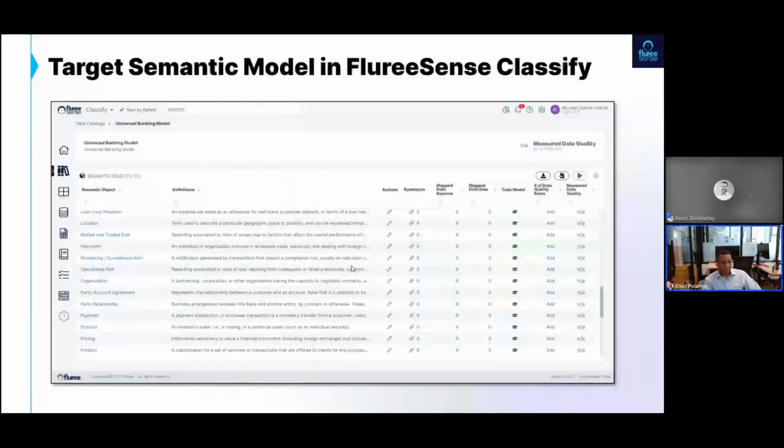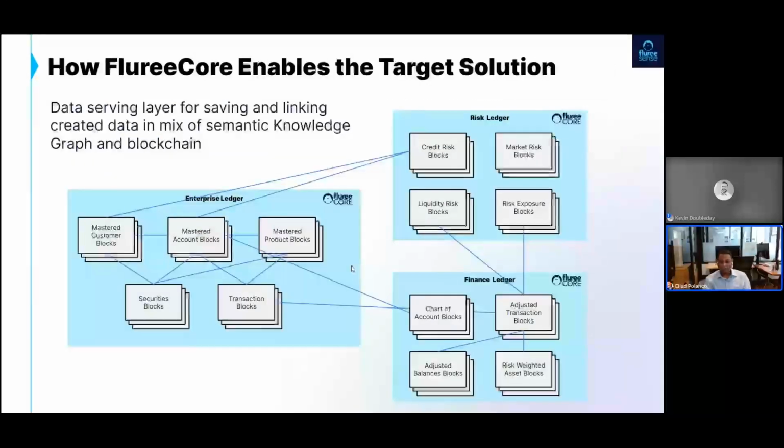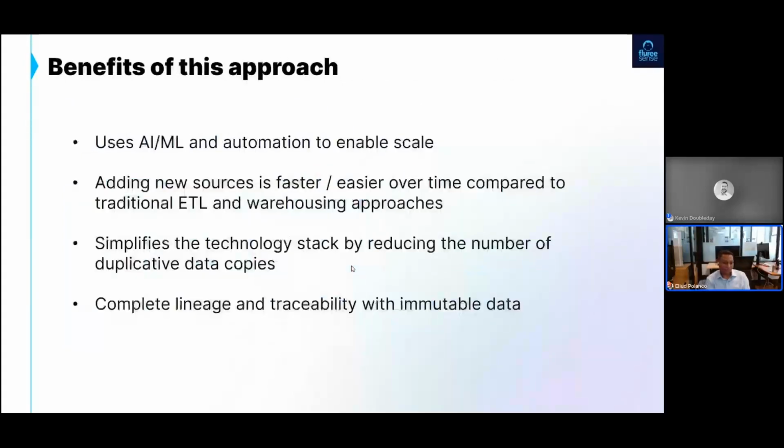Okay. I know we've got 10 minutes. We have one more section that we need to cover, but I do want to pause here and see, Kevin, if there are any questions so far that have come up on just a fast run through of Fluree Sense and Fluree Core.